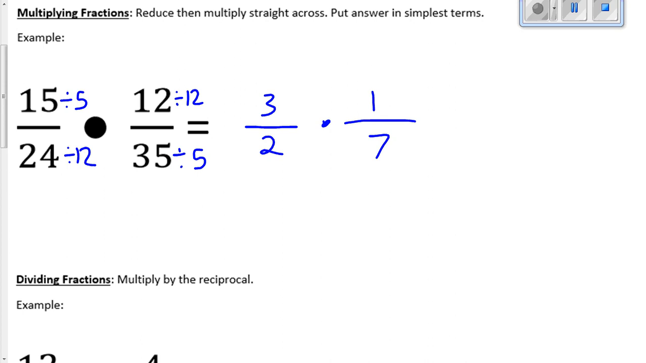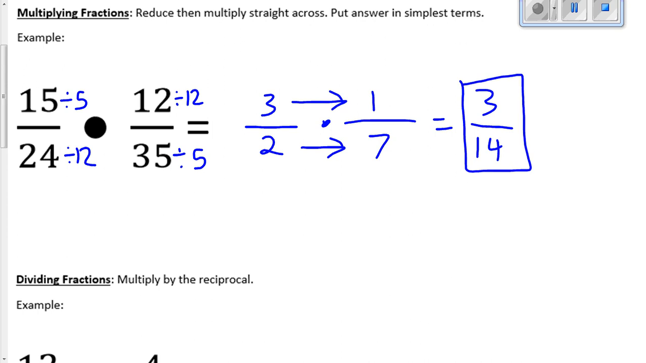Now, to multiply fractions, all you have to do is multiply straight across the fractions. Multiply the numerators times the numerators, and the denominators times the denominators. So 3 times 1, that is 3. 2 times 7, that is 14. And because we did the reducing inside of the multiplication problem before we multiplied, we ended up with a nice reduced answer at the end.